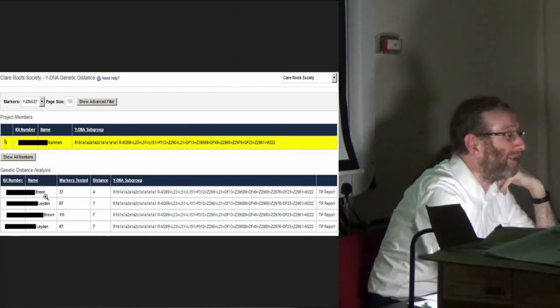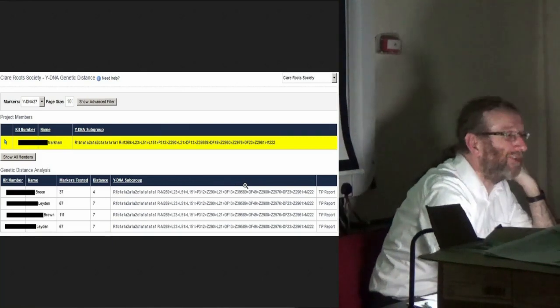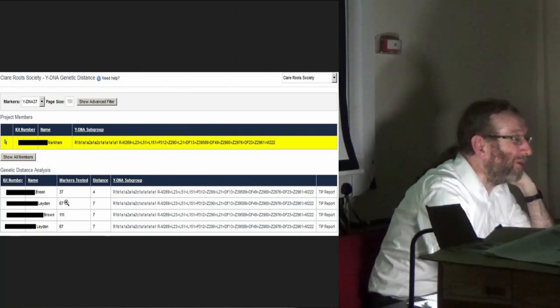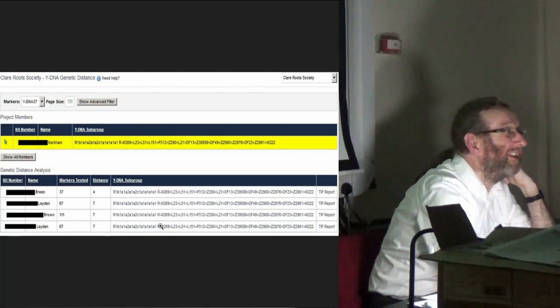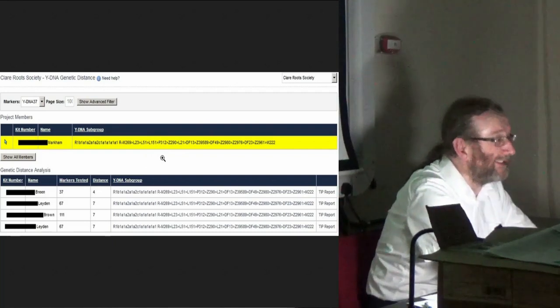His top match is a Breen, who's genetic distance 4 away, who hasn't done any STR testing, but he's in the Clare Roots project, and he has close matches from the Niall of the Nine Hostages branch. And so are the next 3 matches within the Clare Roots project. They're genetic distance 7 away from Mr. Markham, but they're all Nine Hostages DNA, so I'm pretty sure the Markhams are also a Niall of the Nine Hostages dynasty surname.